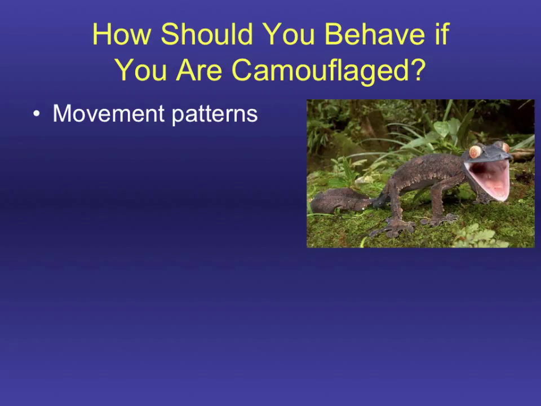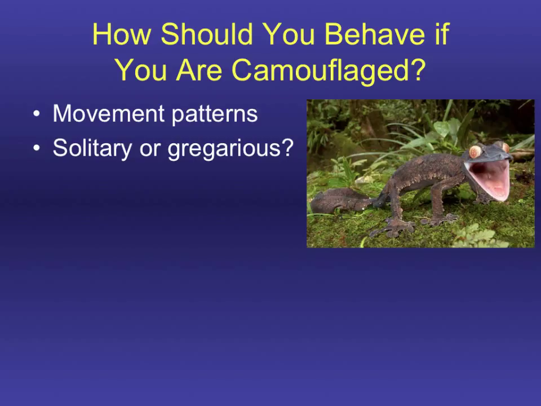And one thing you want to think about here is the level of activity that you might pursue if you are camouflaged. There's nothing that will give away your position faster than movement. If you're camouflaged, that's great. The more still you're able to sit, the better off you are. If you're fidgeting around, if you're moving all the time, if you're not sitting in one place, then that's going to give you away. You'd probably also want to be a solitary species.